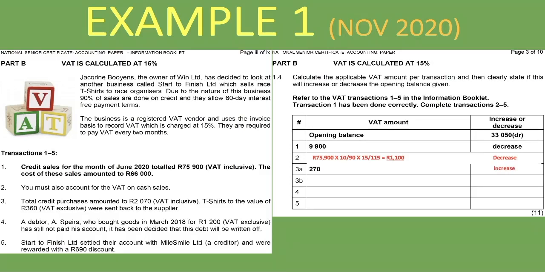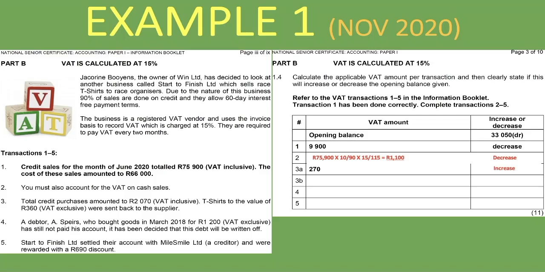And then T-shirts to the value of 360 Rand were sent back to the supplier. Firstly, is it going to increase or decrease our VAT input or our opening balance? Well, it's going to decrease it, because when we return goods back to our supplier, that means we don't have to pay them the VAT for those goods, or they will have to refund us if we've paid them already for those goods. That means that we can't claim from the revenue authority. We have to reverse that VAT input. I hope it's making sense. Whenever you return goods to the supplier, you reverse the VAT input, it becomes VAT output. So it's going to decrease our opening balance. So let's calculate the amount here. We're given 360 Rand and we're told that it's VAT exclusive.